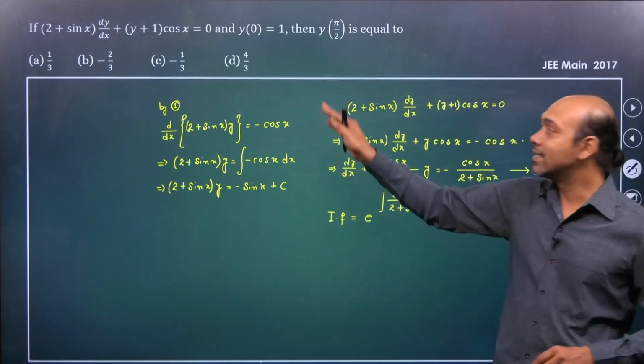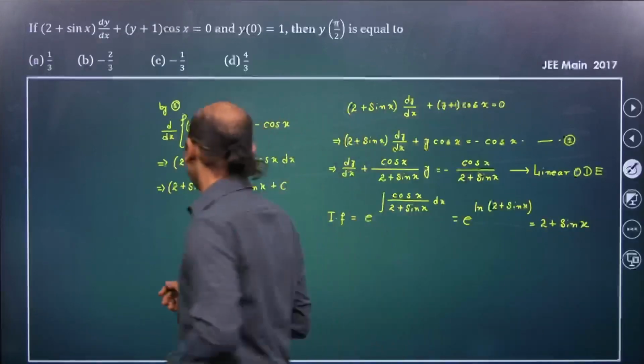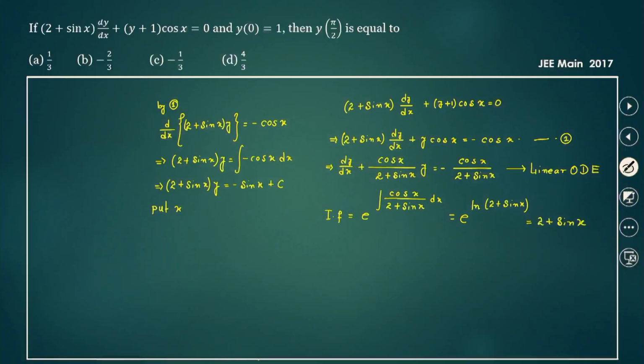Now it's given that y(0) is equal to 1. So we'll substitute y(0) equal to 1, that is, put x equal to 0 and y equal to 1. If I do so, we'll get (2 plus sine 0) multiplied by 1 is equal to minus sine 0 plus c. That implies that c is equal to 2.